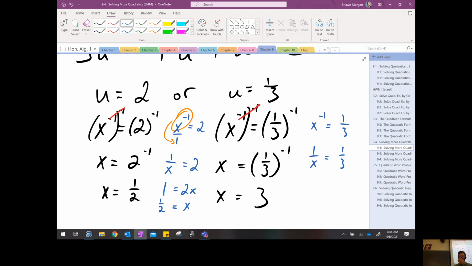Cross multiply. All right, we multiply 1 times 3. We multiply x times 1. And we get x equals 3 again.